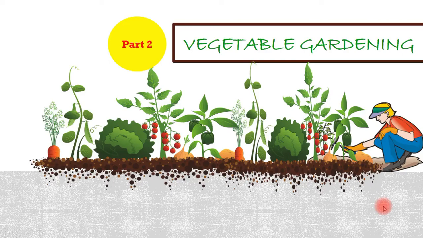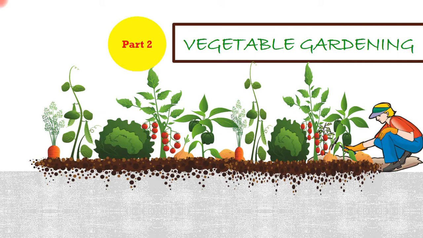I'm back for part 2 of our learning video about vegetable gardening. Actually, in part 1, we already discussed the definition, the types of vegetable gardening, the plan you should undergo in doing vegetable gardening, and also the cultural practices and different crop management you're going to conduct in your vegetable garden.